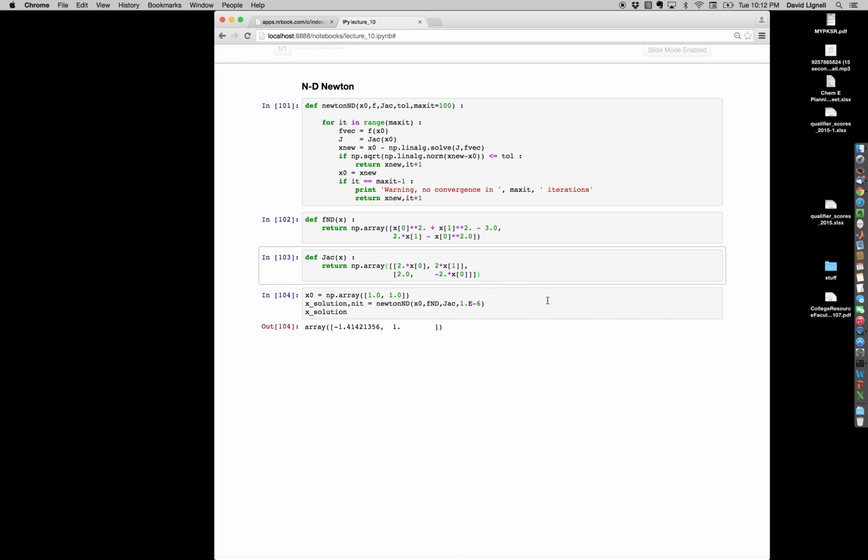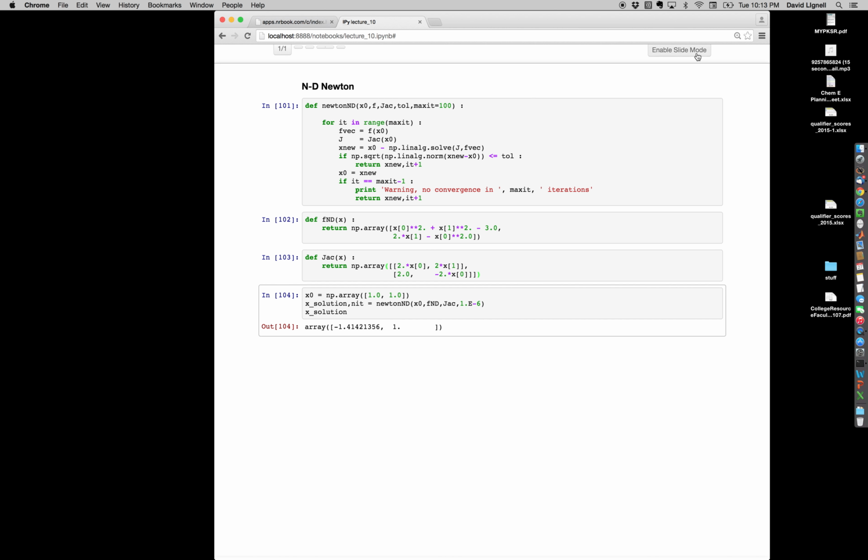So then we can call the Newton ND function. So we're going to define an initial guess. x0, we'll call that an array. We'll just guess 1s for both the x0 and x1, the 2 elements of the solution vector. And then the solution and the number of iterations will be Newton ND, and we pass x0. We pass the function that we're interested in solving. We pass the derivative, the Jacobian function rather, that returns the matrix. And then we pass an error tolerance, in this case 1e-6. And then I'm just printing out the solution. So you can see the solution here is minus 1.4142 and 1. That's the solution.